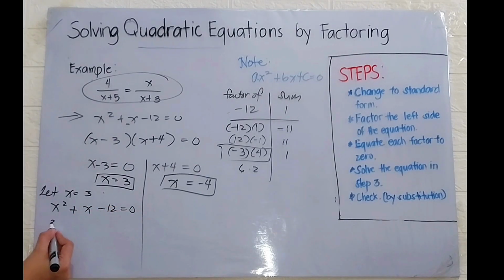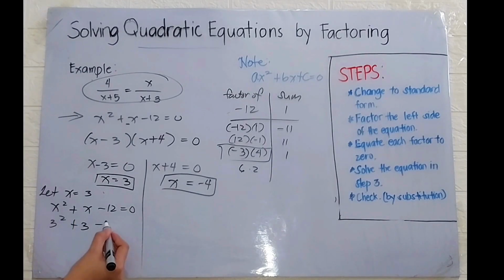So 3 squared plus the values of x is 3 minus 12 is equals to 0. 3 squared is 9. Plus 3 minus 12 is equals to 0. 9 plus 3, 12 minus 12 is equals to 0. 12 minus 12 is 0. Equals to 0. Is 0 equals to 0? Check. So therefore, our value of x, 3, is correct.